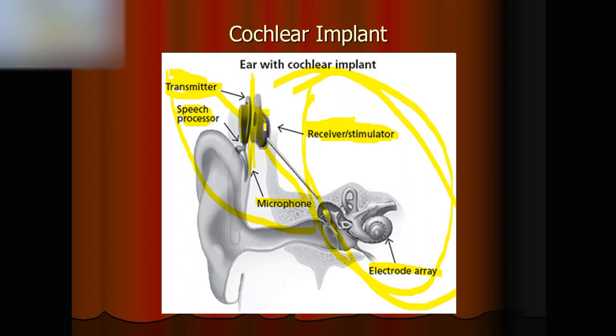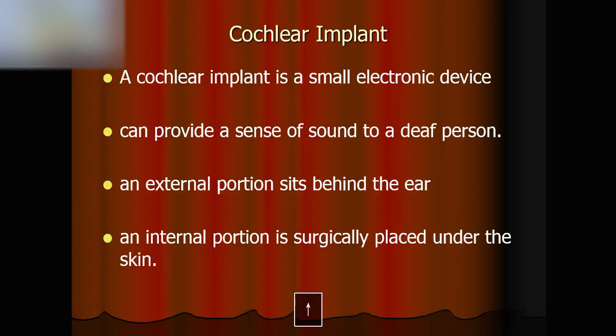We can tell the system of a cochlear implant works quite differently from a normal hearing person. This is why we emphasize a cochlear implant can provide a sense of sound to a deaf person. That's a sensation, not a real feeling of sound, not a real perception like a normal hearing person.